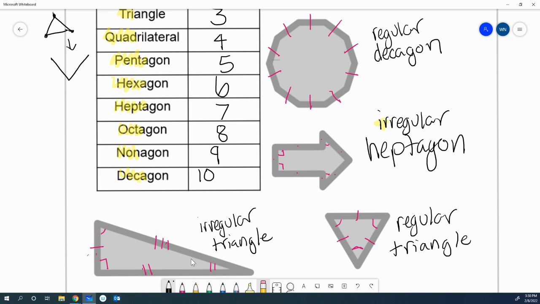Those are your notes for today. I hope you understand polygons and labeling them. Tomorrow, we're going to get started with classifying quadrilaterals, and quadrilaterals are going to be the focus of our upcoming unit. Make sure you get that classwork done and ask any questions if you have them.